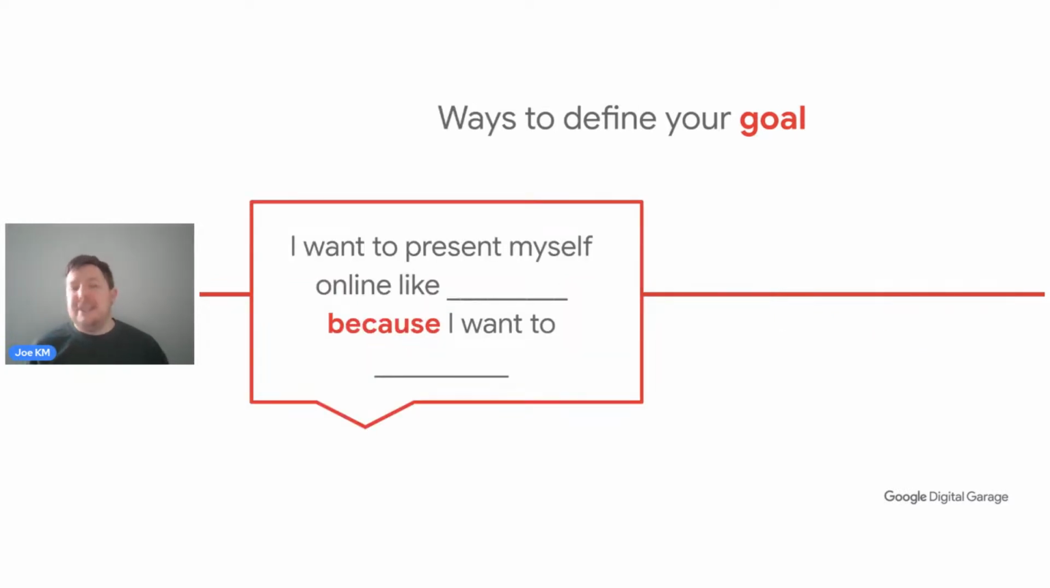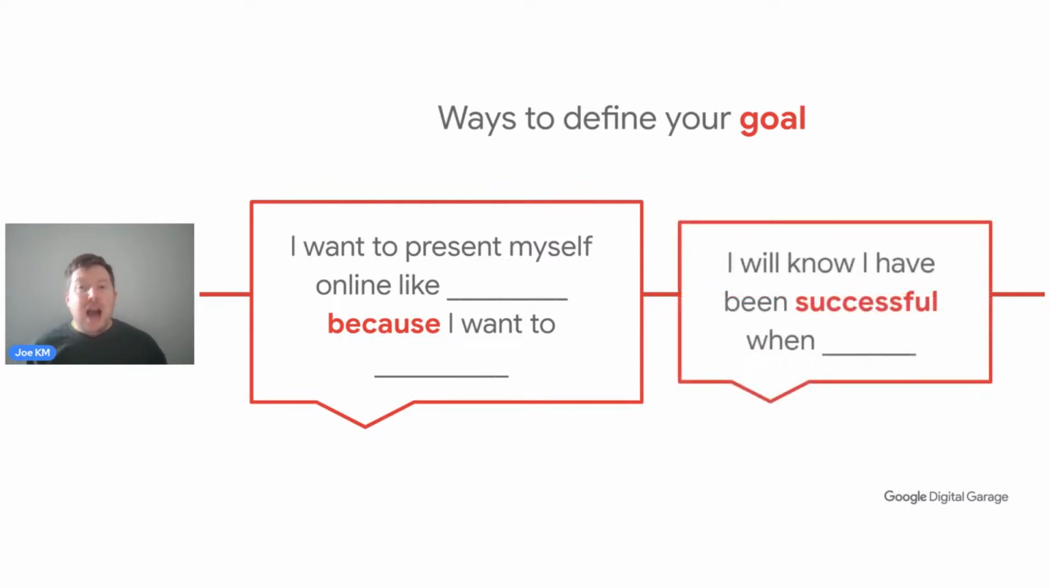How can you define this? So, I want to present myself online like a professional because I want to have impact on people searching for me. Or, I will know I have been successful when I've got a job, when I've had 5 interviews. So it's showing the impact of what you're doing.